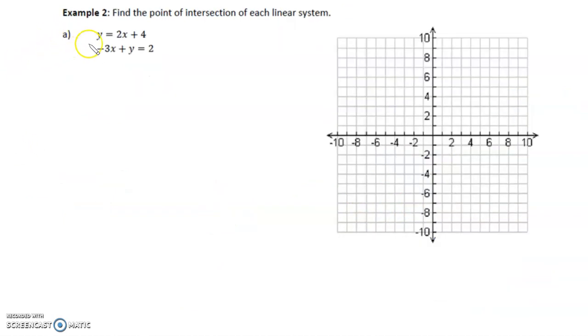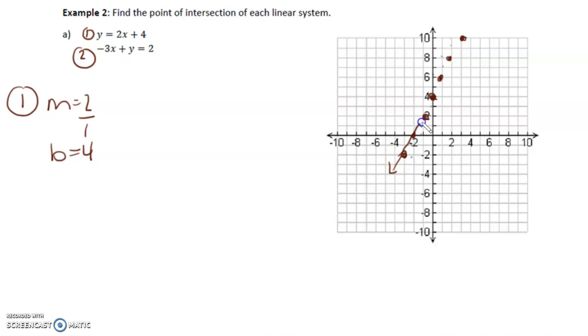Okay, example 2, same thing: find the point of intersection for each linear system. Let's call these equation 1 and equation 2. Equation 1 is already in y equals mx plus b form, so the slope is 2 over 1 and the y-intercept is 4. Let's graph that. First plot the y-intercept, then go up 2 over 1. We can also go down 2, left 1. Just make sure it's going in the same pattern. Okay, y equals 2x plus 4.